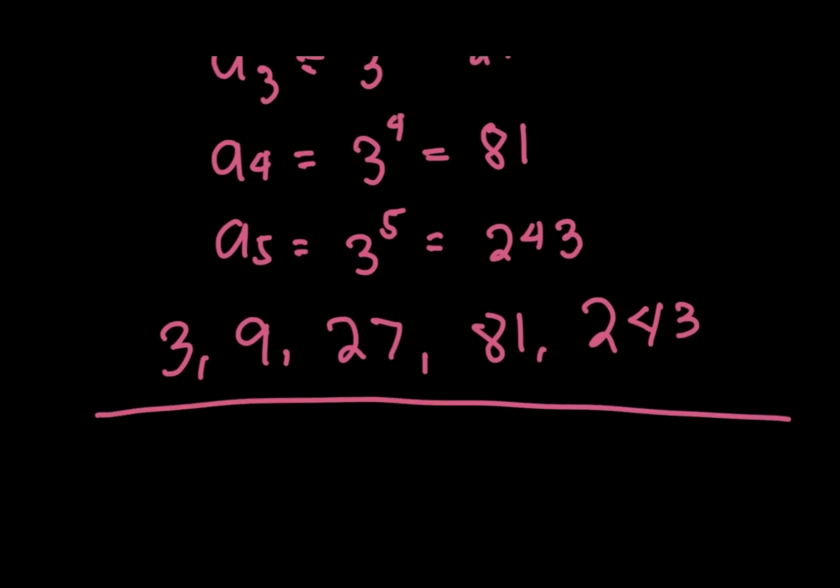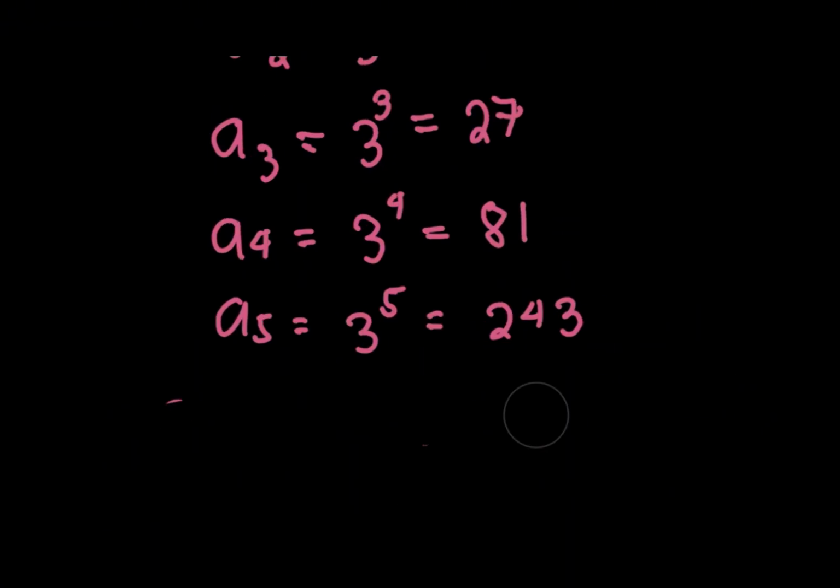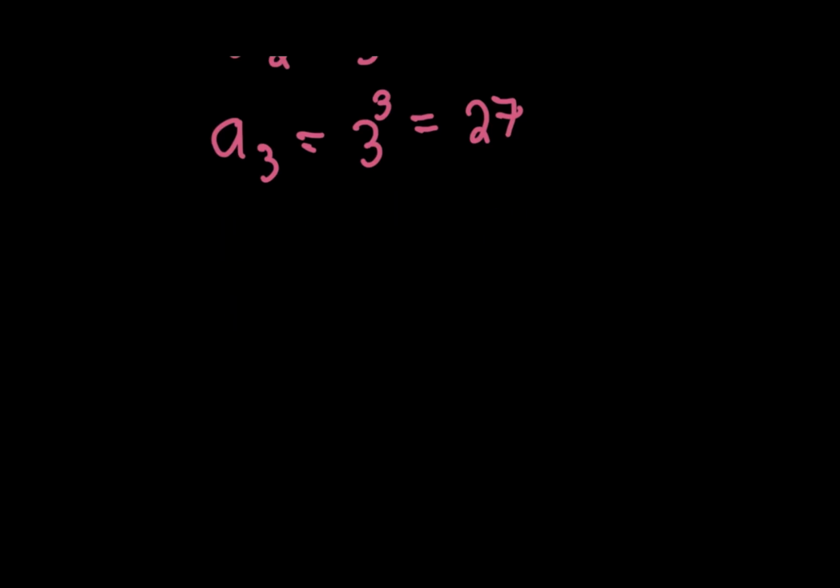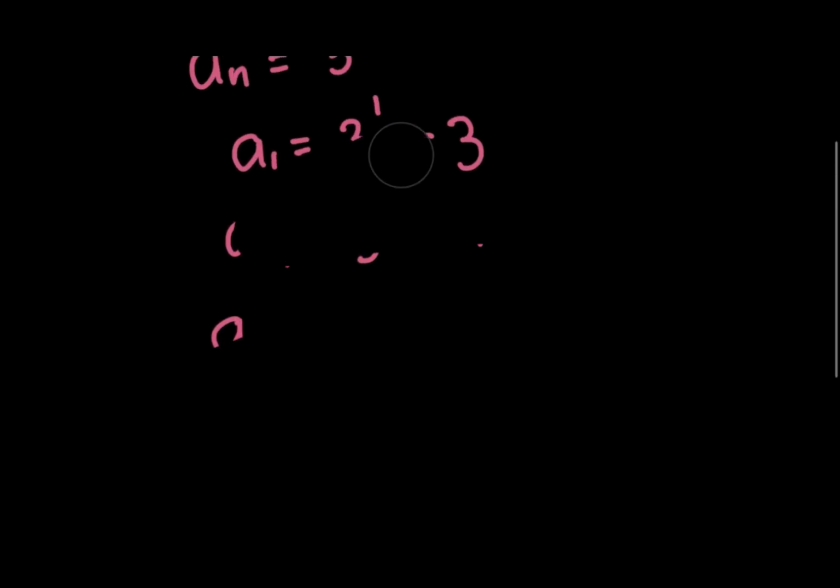And these are the first 5 terms, and this is an example of a geometric sequence where each term is multiplied by 3. As you notice, 3 times 3 is 9, 9 times 3 is 27, 27 times 3 is 81. So this is an example of a geometric sequence. Okay, so that's the first 5 terms for this one. Let's move to our last example.